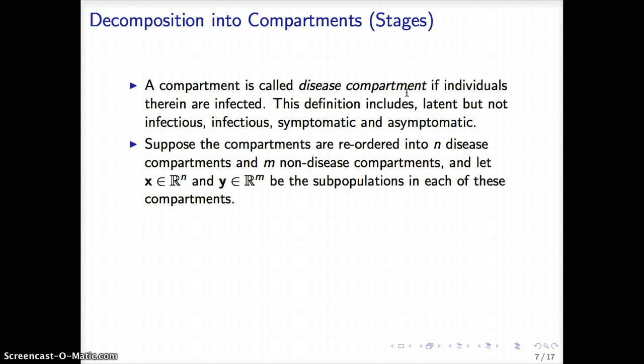So mathematically, and this is where we start throwing notation, we're going to sort this into n disease compartments and m non-disease compartments. So we're going to denote x, using x here in vector form, saying, okay, x stores n compartments, including those with disease, different stages of disease, and then we stack everything else into the variable y.